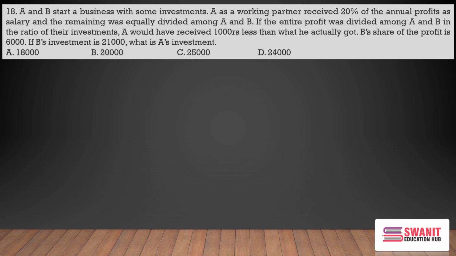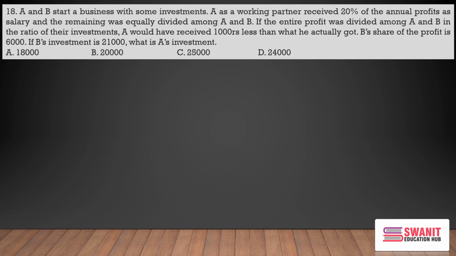A and B start a business with some investments. A, as a working partner, received 20% of the annual profits as salary, and the remaining was equally divided among A and B. If the entire profit was divided among A and B in the ratio of the investments, A would have received 1000 rupees less than what he actually got. B's share of the profit is 6000. If B's investment is 21,000, what is A's investment?